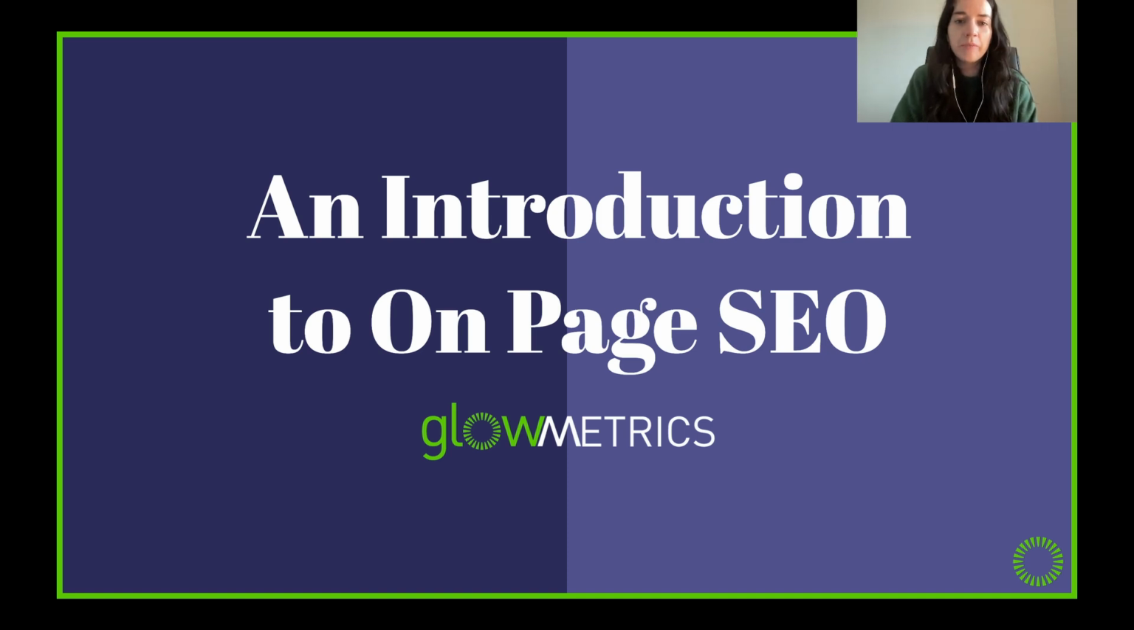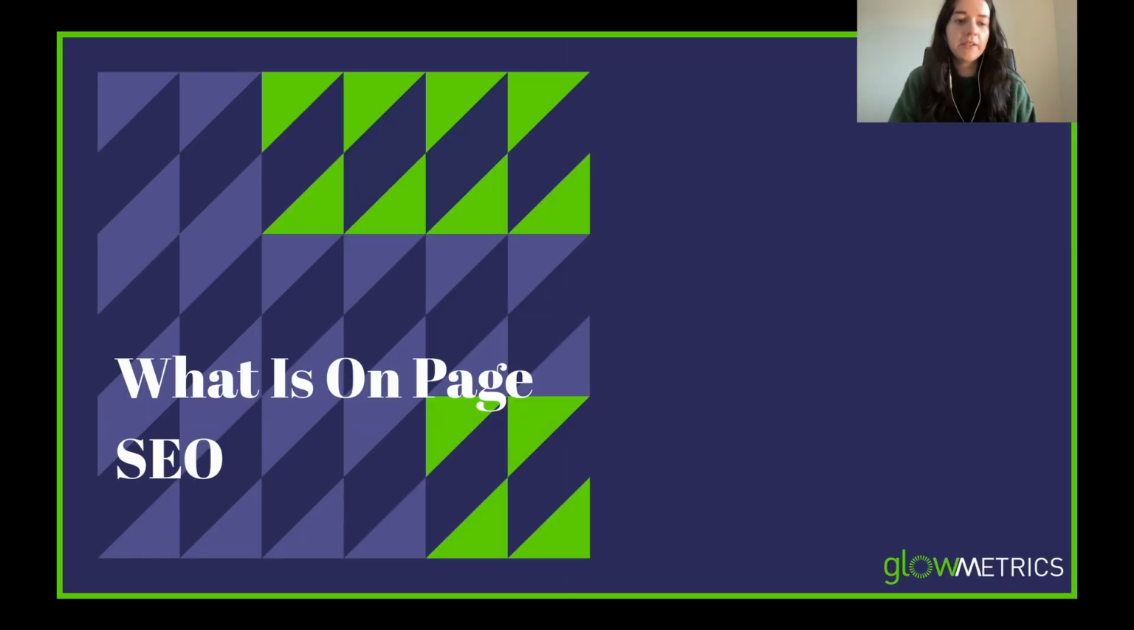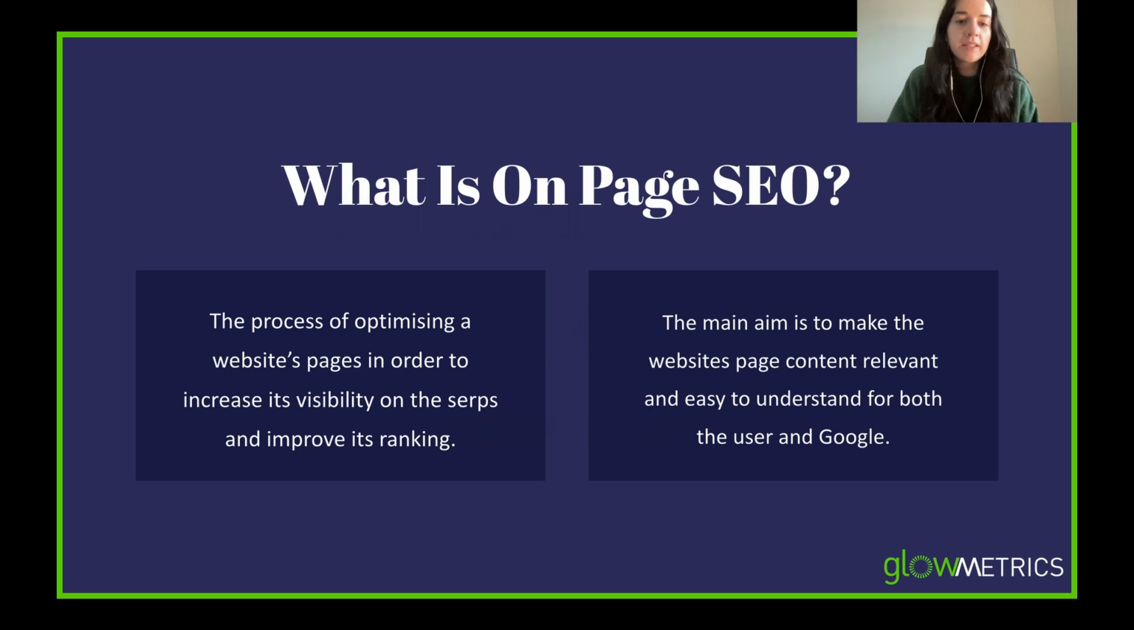we're going to look at On Page SEO, the various elements of On Page SEO and what you can do to optimize your site for On Page SEO. So what is On Page SEO? On Page SEO is the process of optimizing a website's pages in order to increase its visibility on the SERPs and improve its ranking. The main aim is to make the website's pages content relevant and easy to understand for both the user and Google.